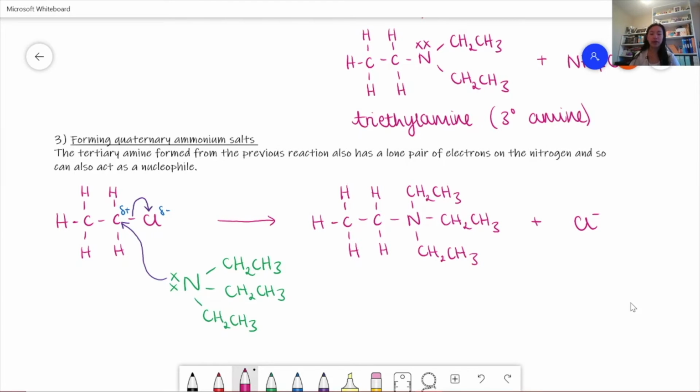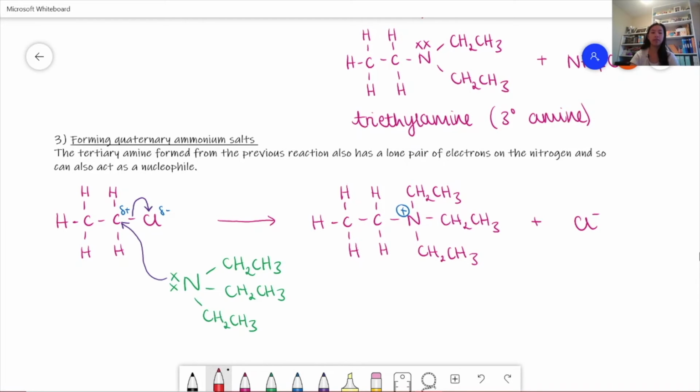And now we need to remember again that this nitrogen is positively charged, because it's lost some electrons. And so now we don't get another ammonia attacking as a nucleophile because there's no more hydrogens left on this nitrogen to be substituted out. And so what happens is that these two ions produced then react together to form this quaternary ammonium salt.